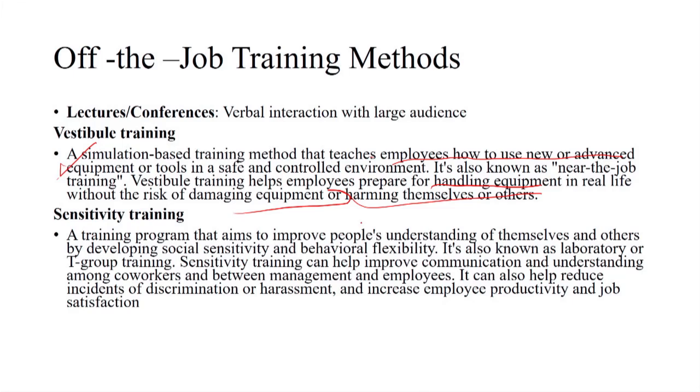Then we have something which is known as sensitivity training. Sensitivity training is also known as T-group training, where the trainees understand themselves and others by developing social sensitivity and behavioral flexibility. As you can see on the screen, it basically helps in the improvement of communication, team building, or maybe how we can reduce the incidence of discrimination and harassment.